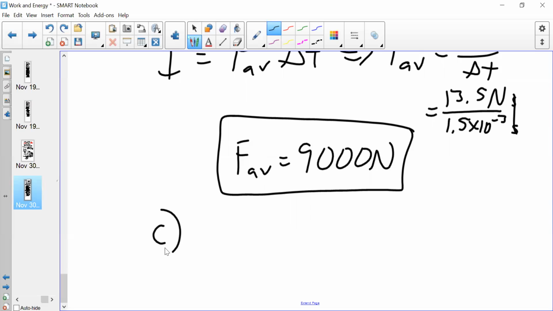The peak force is pretty much given in the picture. The maximum or peak force is 18,000 newtons. The average is half of that, which we've calculated there. So again, contextually, it's all about the average force times time to get the impulse.